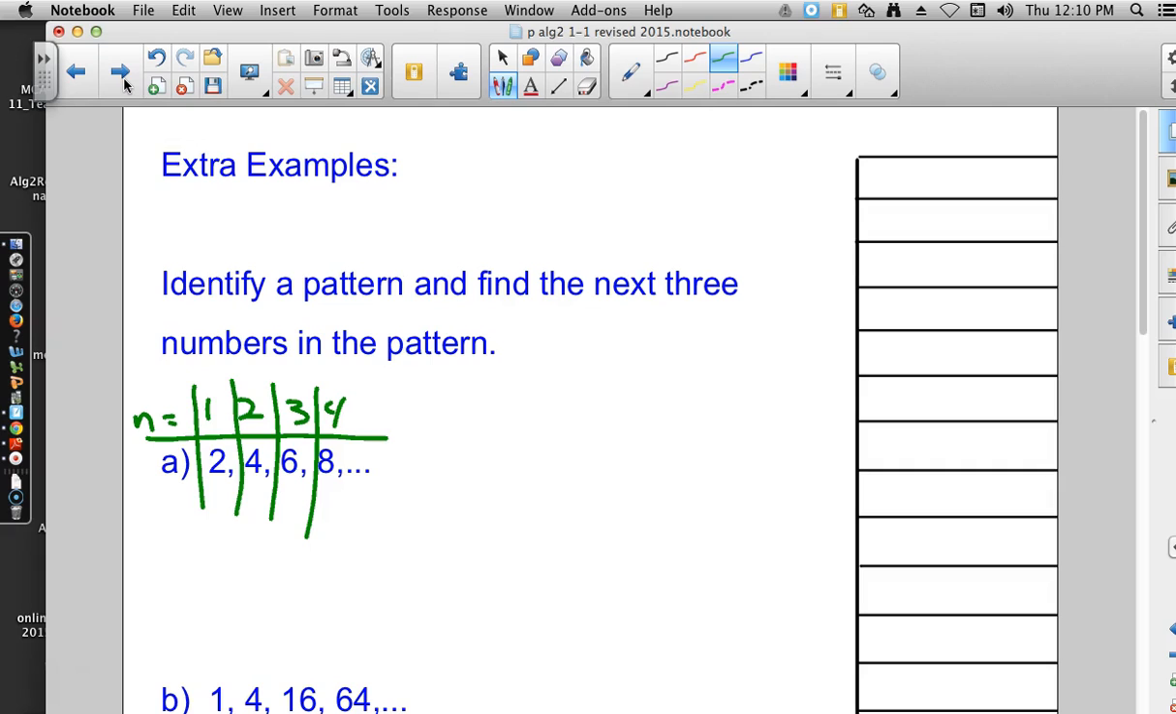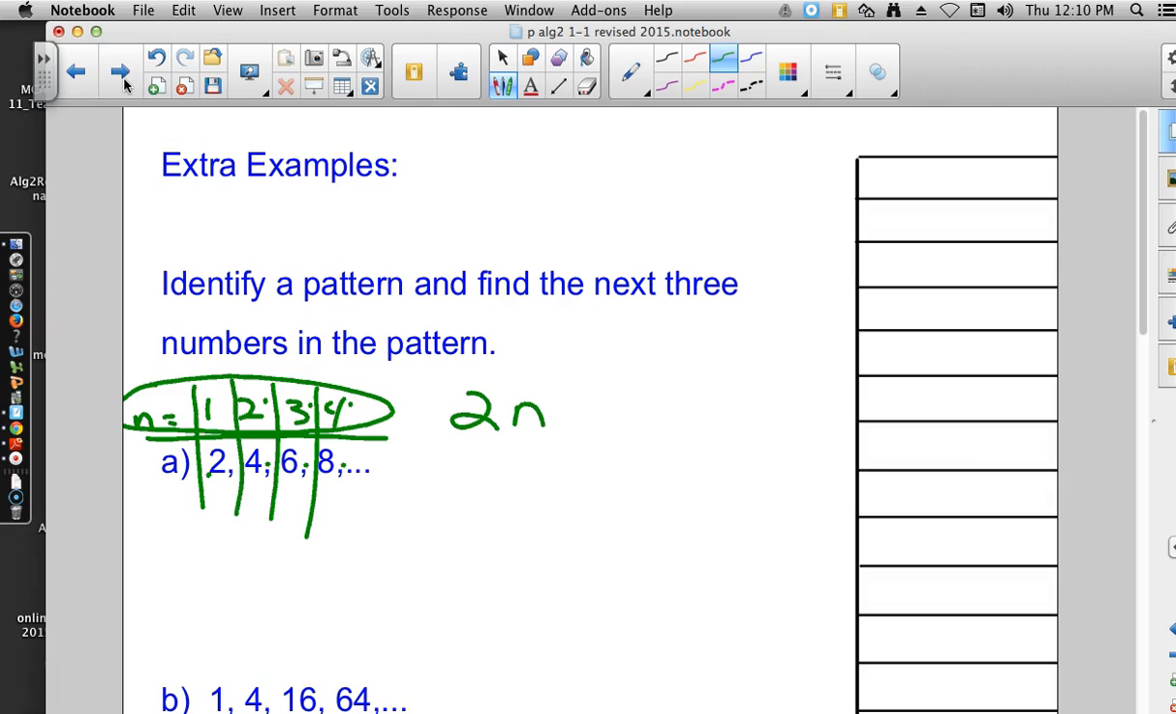And so I try to figure out, well, is there something easy I could do to 1 to get 2, and 2 to get 4, and 3 to get 6, and 4 to get 8? Yeah, well, what I have to do is multiply by 2. Well, this is my n. This is what's varying up here. So my formula would be 2n. That would be a great answer to this problem.